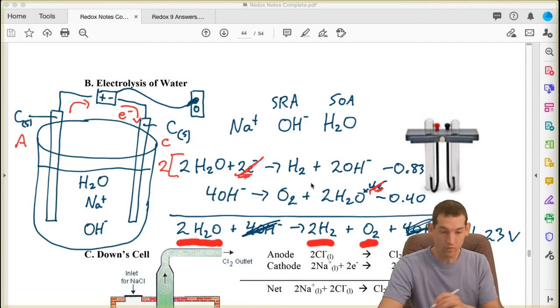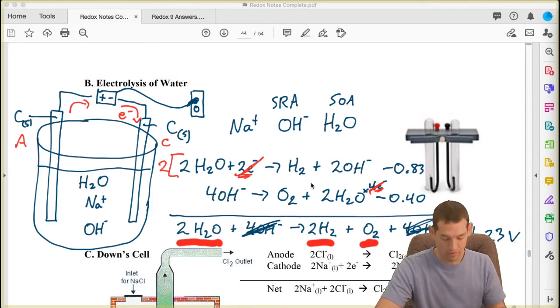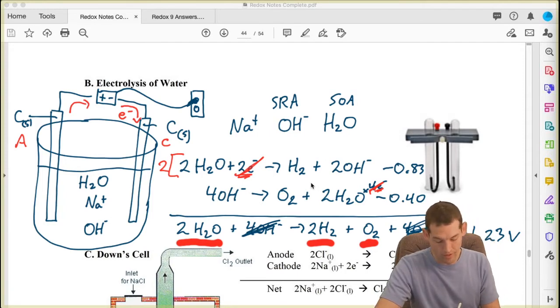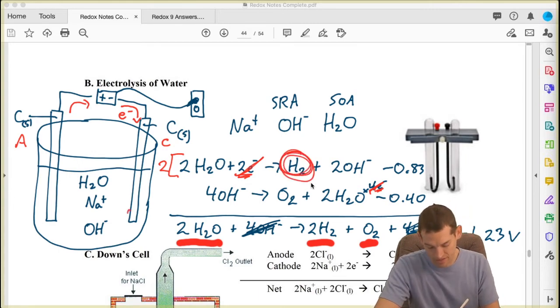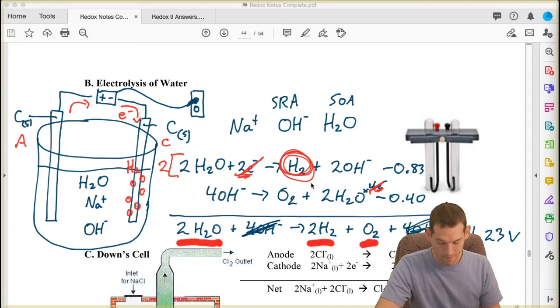And we can figure out what's going to happen at each of these electrodes. So for example, water is my strongest oxidizing agent, it's being reduced. That half reaction is the cathode half reaction, and that half reaction is producing hydrogen gas. So at this side, I'm going to get bubbles of H2.